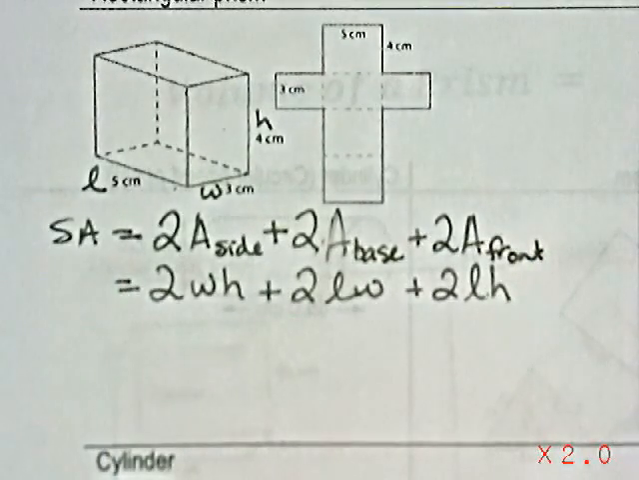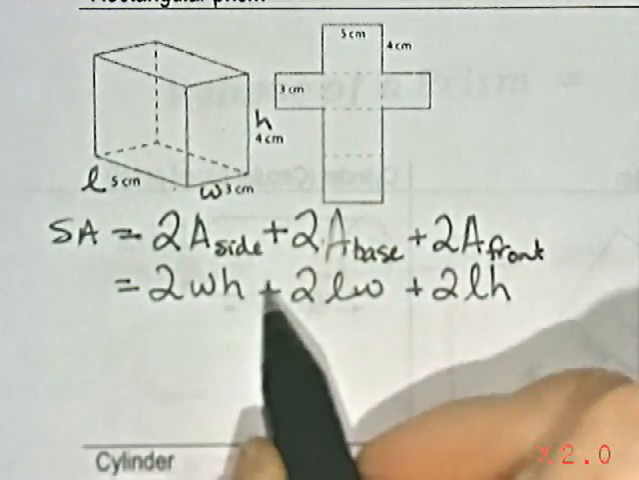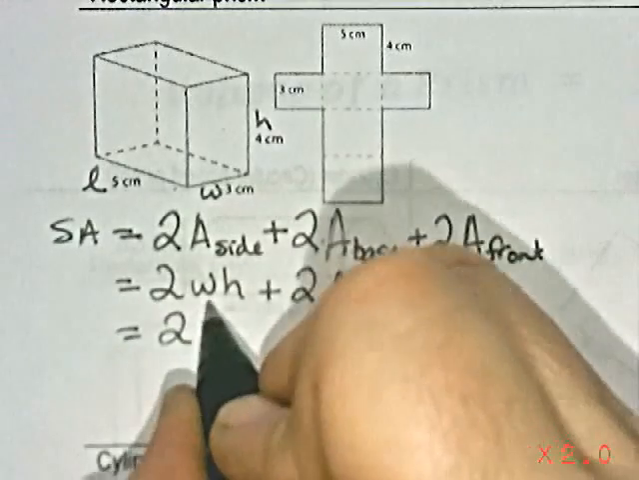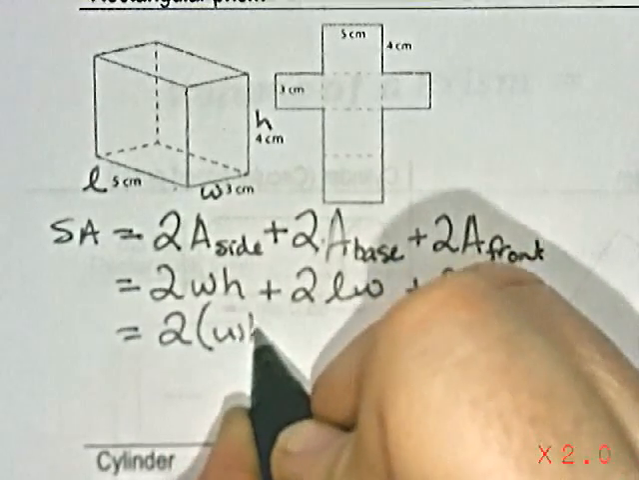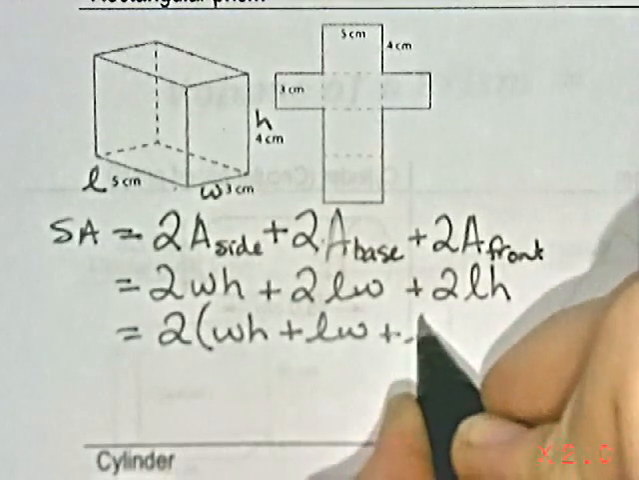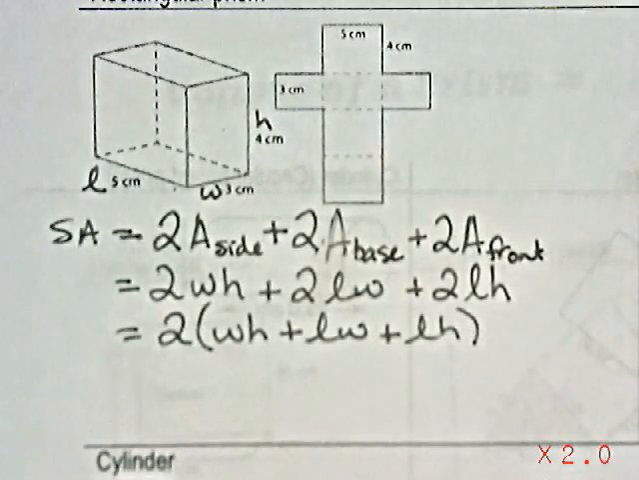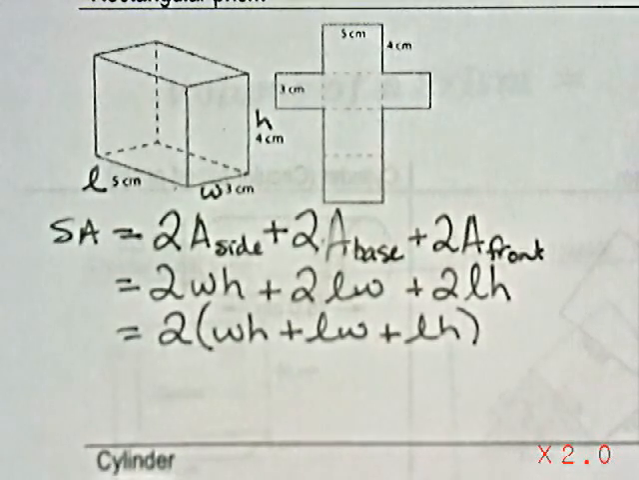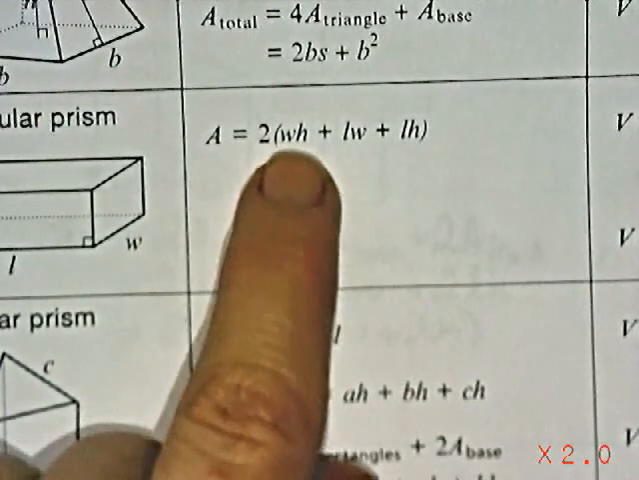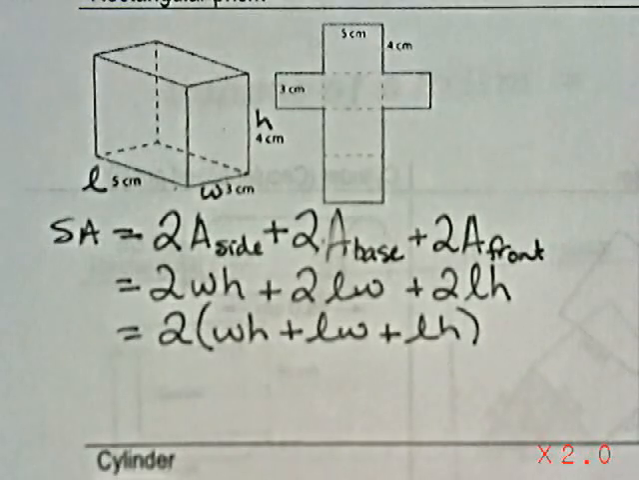And on your EQAO formula sheet, they have actually common factored this. There's a 2 in each of those terms, and so they've common factored that out front, saying if you take the width times the height, add the length times the width, and add the length times the height, and if we needed to distribute that 2 back in, we would get back to where we started. So that's why that formula is the way it is.